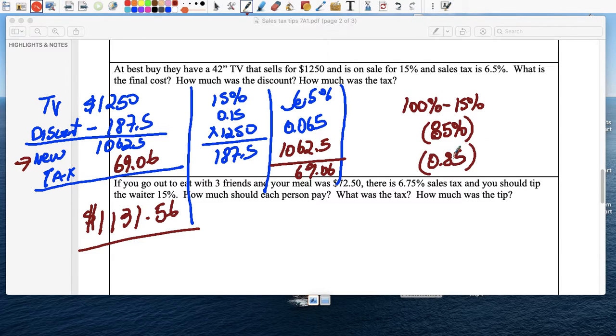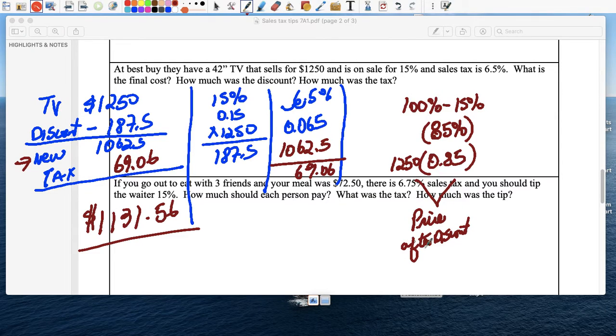I'll multiply 0.85, which is what I'm responsible for, times the original price of the TV, which is 1,250. I'm going to get a value. Let me write here, price after discount.